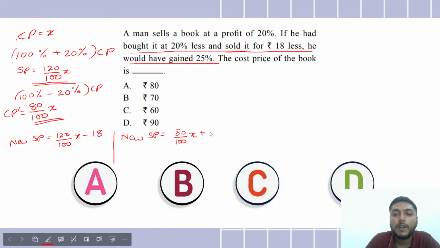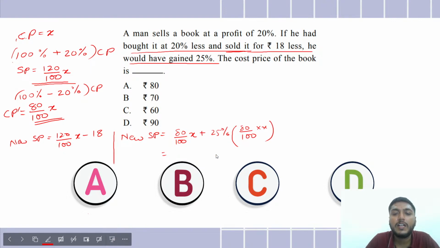And then what we have to add? We have to add 25% of this cost price, right? Why? Because 25% profit is given. So 25% of 80 by 100x. Am I right? So now quickly calculate this equation and tell me what answer we will get.